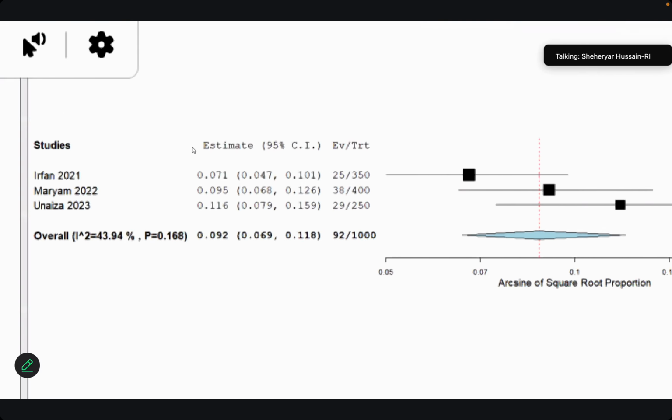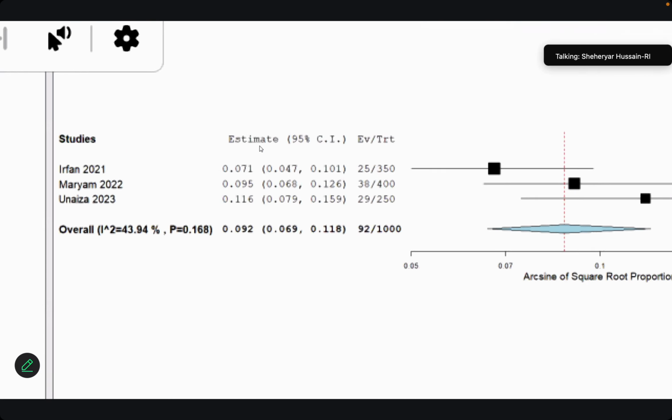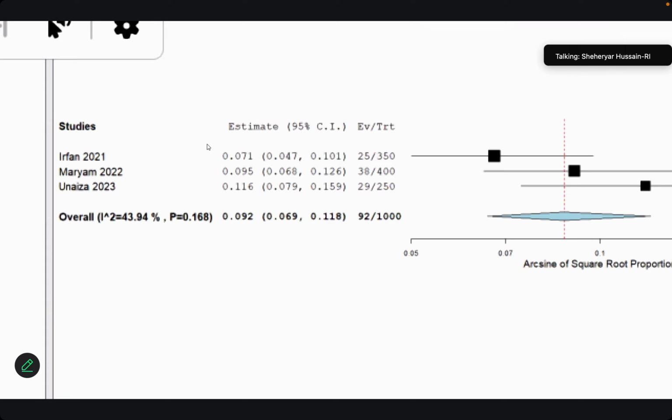So this is what a single arm meta-analysis forest plot looks like. Here you can see all these three studies. This is not the risk ratio or the odds ratio or anything. It just tells you the basic estimate of bleeding risk. So you can change it into a percentage, which will be 9.2%.